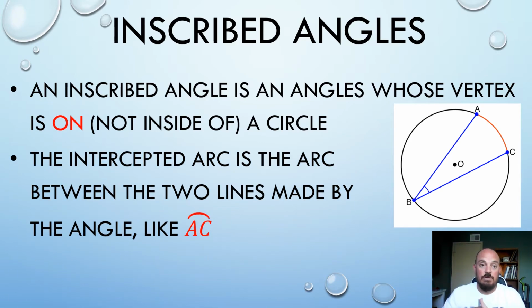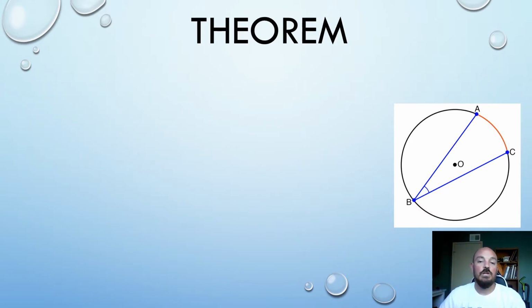Now here's another vocab word for you. The intercepted arc. I mentioned this in the last day of notes, but I wanted to put it into your notes today. An intercepted arc is the arc between the two lines formed by an angle. So in this picture, the red arc, arc AC, is the intercepted arc of angle ABC. And we're going to use both of those phrases in our first theorem for today.